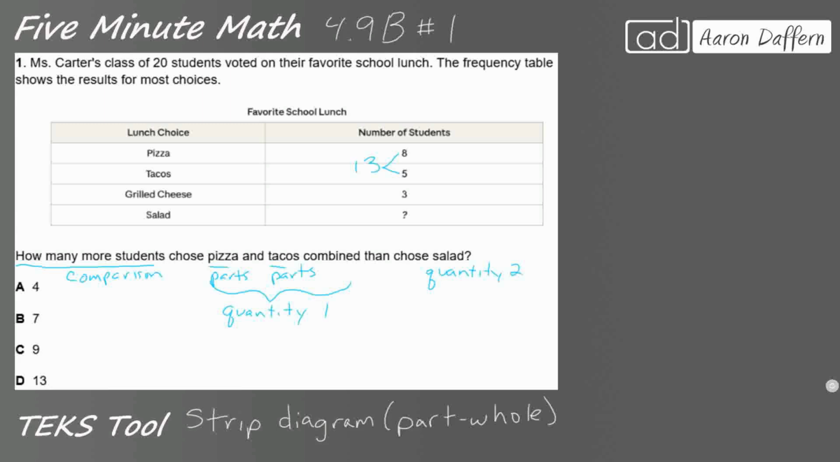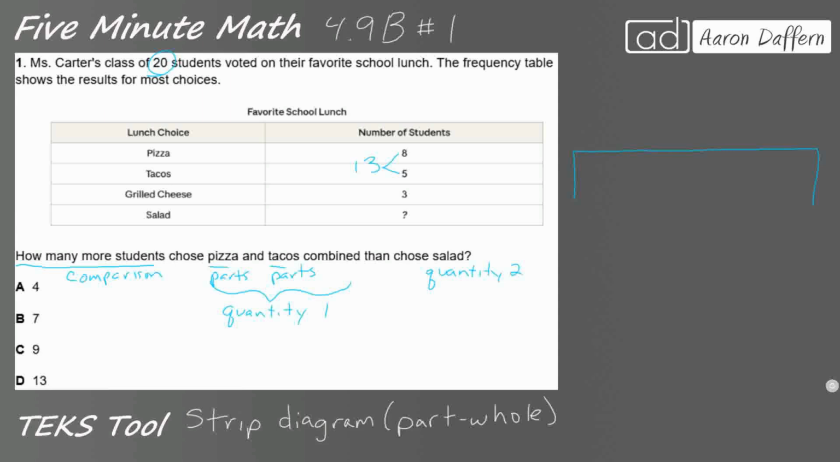But take a look at our salad. We've got nothing for our salad. How in the world are we supposed to compare pizza and tacos, which is now 13, as compared to salad? Well, we have to go all the way back up to what we have in the problem. Take a look, there are 20 students. So let's draw a strip diagram to represent this.